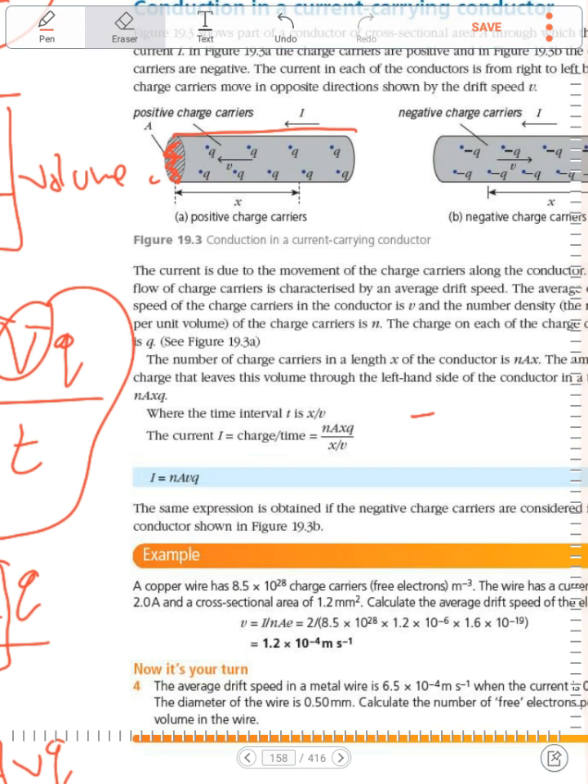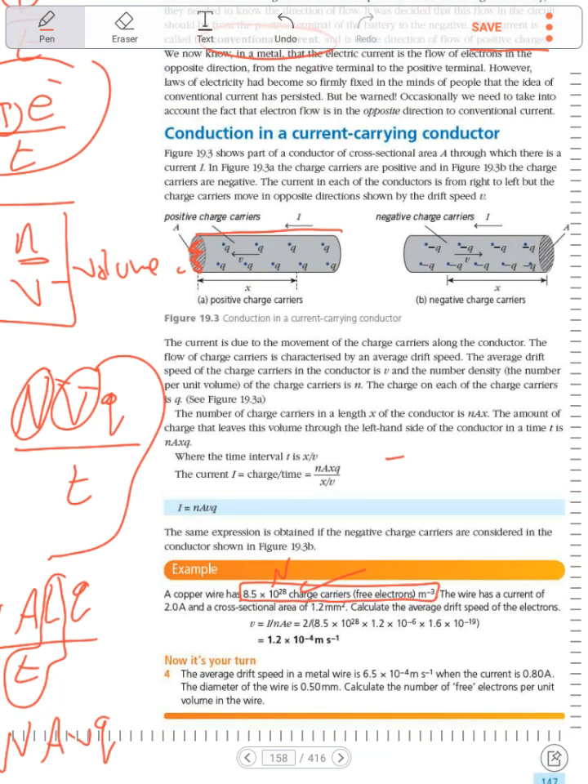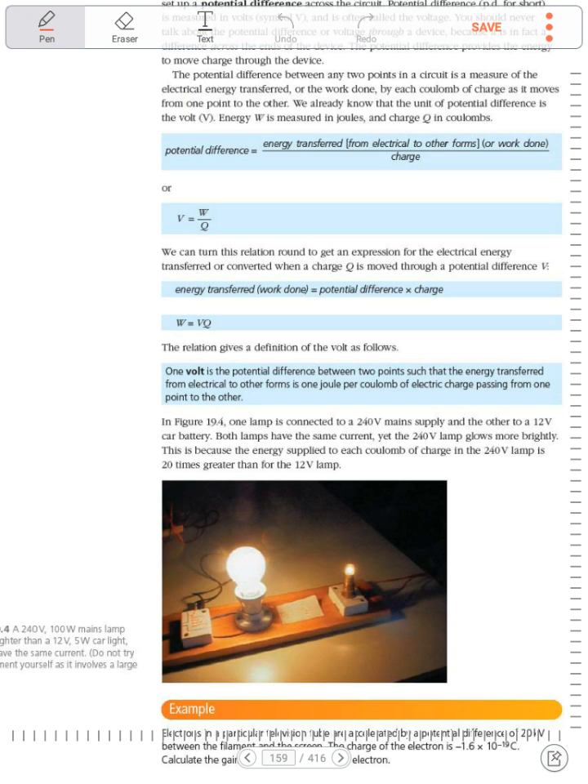We have here an example, a copper wire. This 8.5 multiplied by 10 to the power 8 charge carriers per meter cube is the charge density, which is capital N, as we mentioned, or small n. And here the current is given as 2 ampere, and this is the cross-sectional area. You have to change this to meter squared by multiplying it by 10 to the negative 6, okay? And you can find the value of the speed easily.